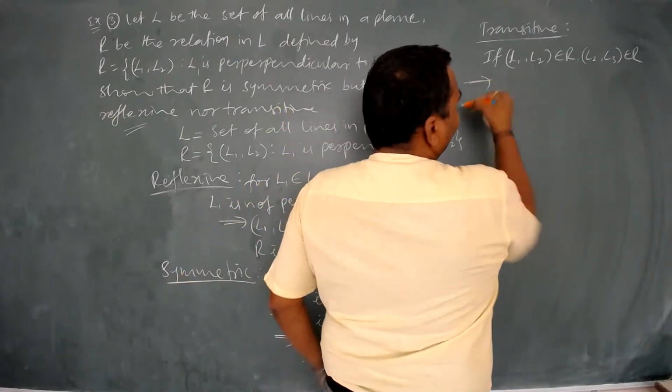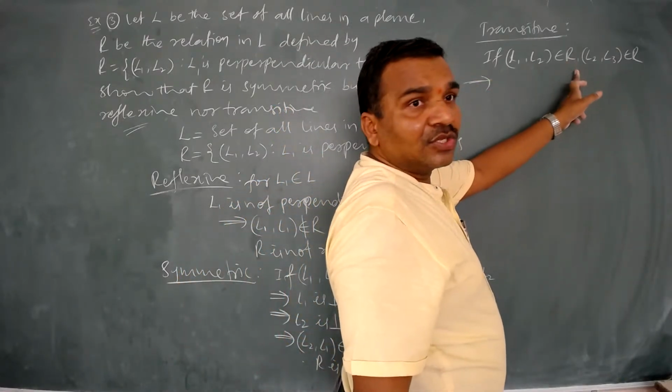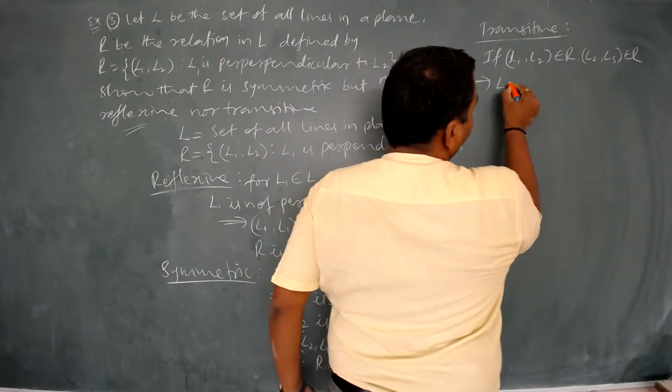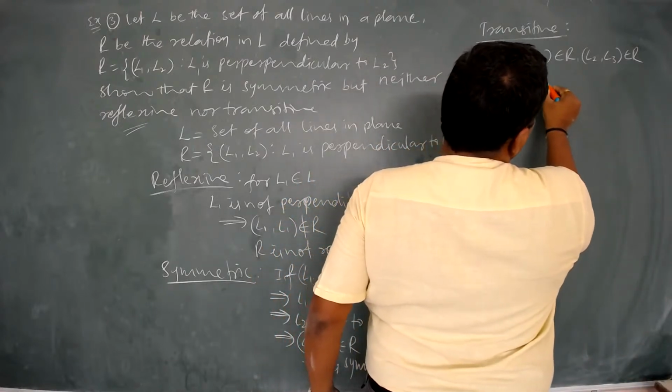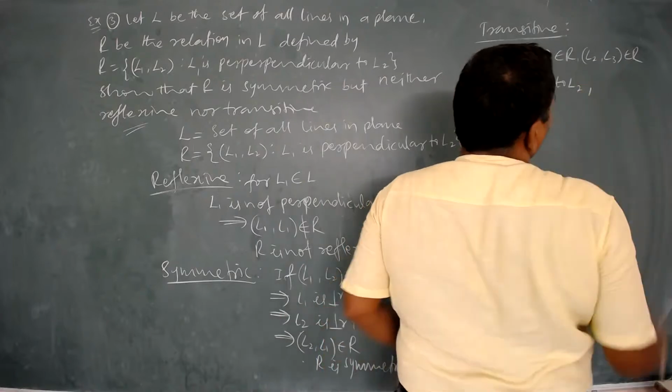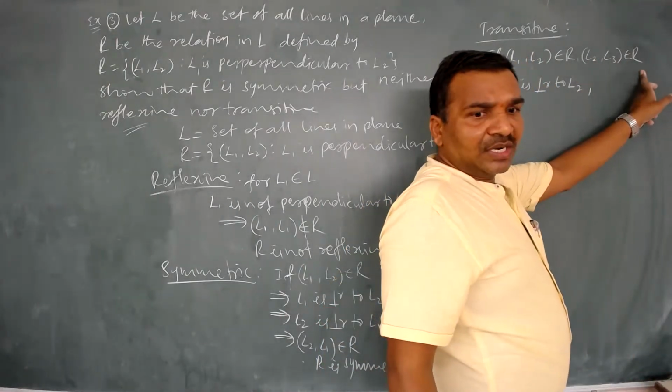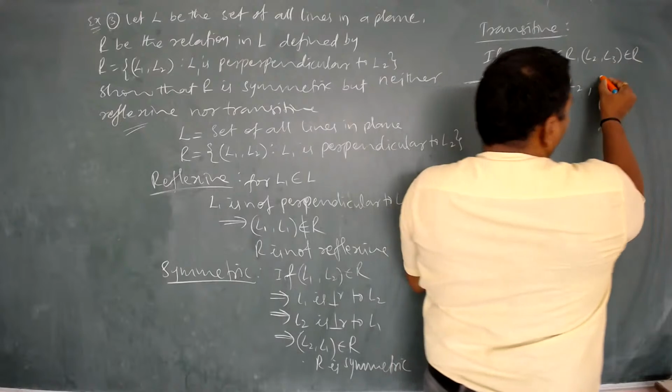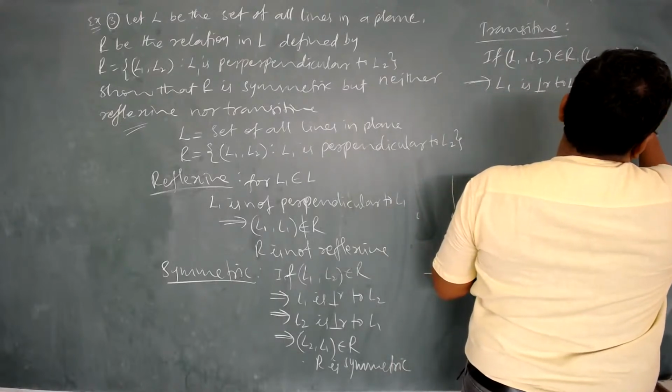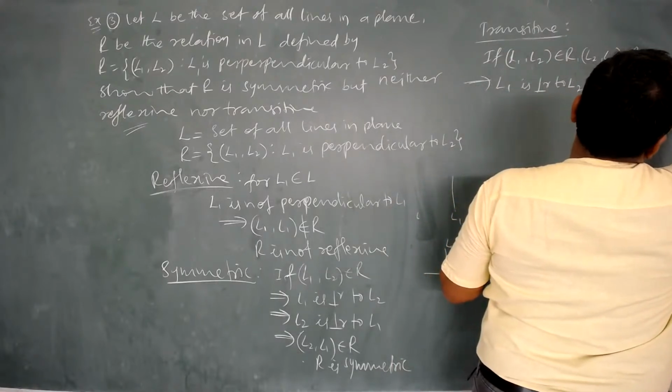Just look at it first. (L1, L2) belongs to R means what? L1 is perpendicular to L2. (L2, L3) belongs to R. What is the condition? L2 is perpendicular to L3.